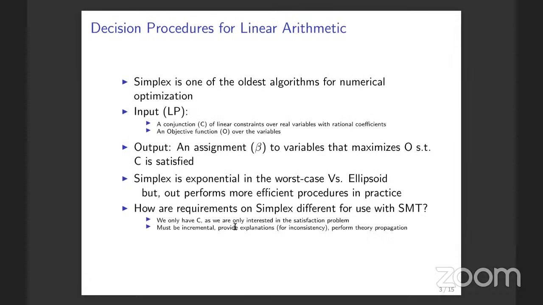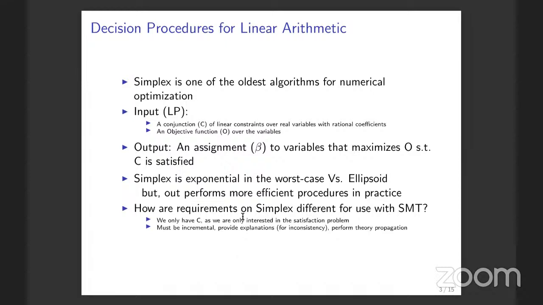So as I mentioned, how are the requirements on simplex different for use with SMT? By the way, before I move on, is there any question that you have about the history rambling that I made about verification, SMT, and the thing? Yeah. Okay.